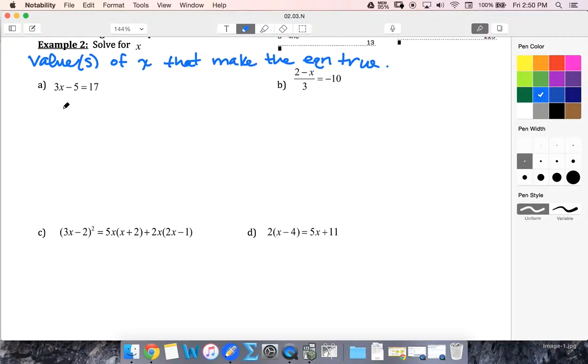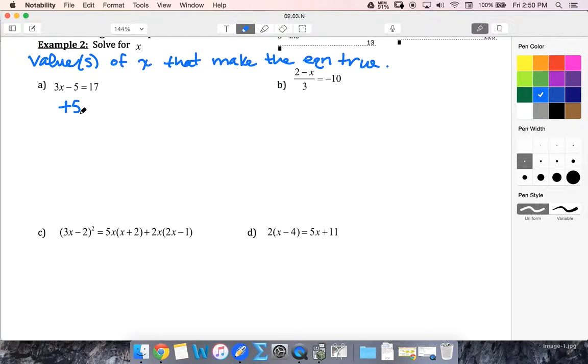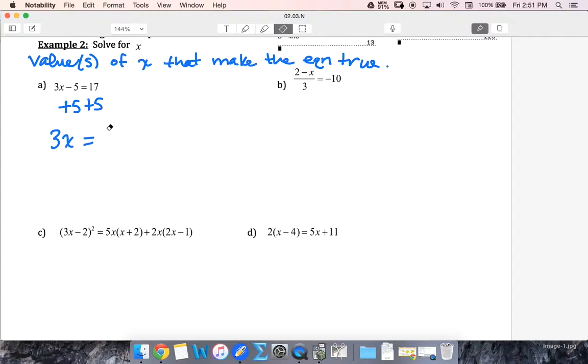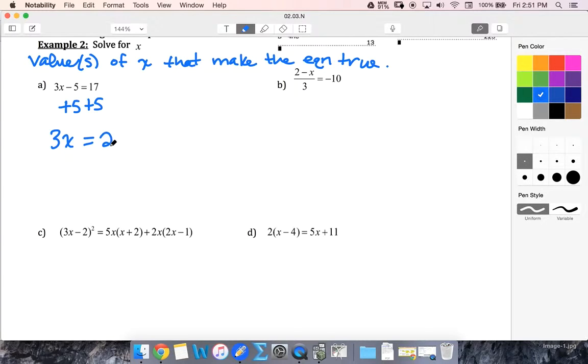So the way that I do this is I try to maintain equality on both sides, because right now I'm told these things are equal. Well, if I'm trying to get the x by itself, I want to get rid of this minus 5. If I add 5, negative 5 plus 5 makes 0, and 3x plus 0 is just 3x. But now I can't say this is equal to 17 anymore, because that wouldn't be true. I'm told 3x minus 5 is 17. So if I add 5 to this side, to keep the equality, I have to add 5 to the other side. And 17 plus 5 is 22.